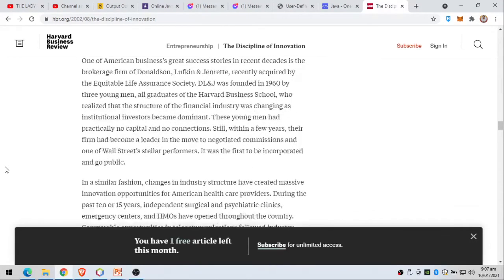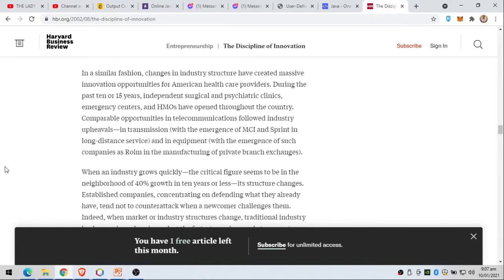So, industry and market changes. In similar fashion, changes in industry structure have created massive innovation opportunities for American health care products. During the past 15 years, independent surgical and psychiatric clinics, emergency centers, and HMOs have opened throughout the country. Comparable opportunities in telecommunications followed industry upheavals in transmission, with the emergence of MCI and Sprint in long-distance service, and in equipment, with the emergence of such companies as Rolm in the manufacturing of private branch exchanges.